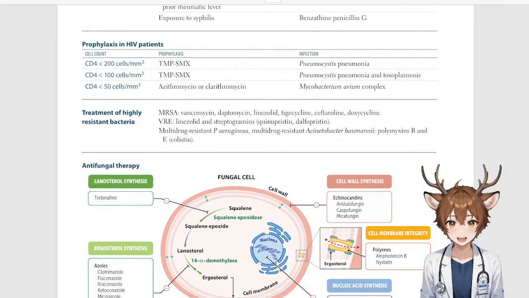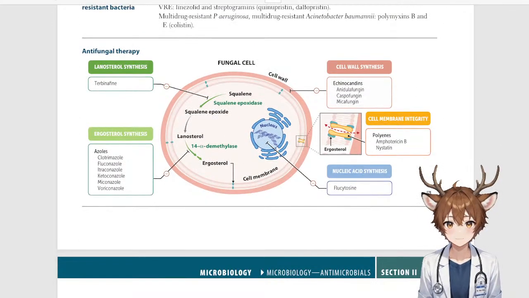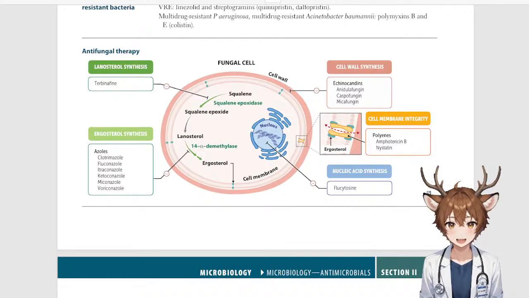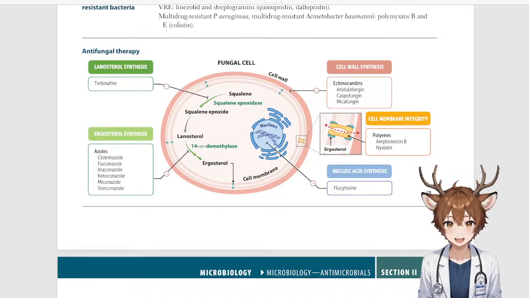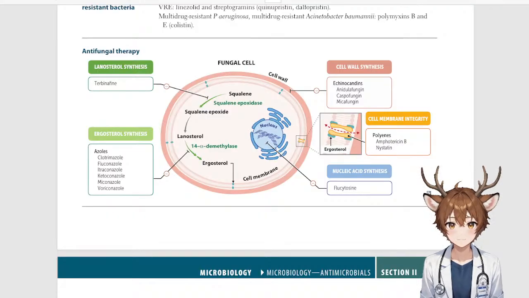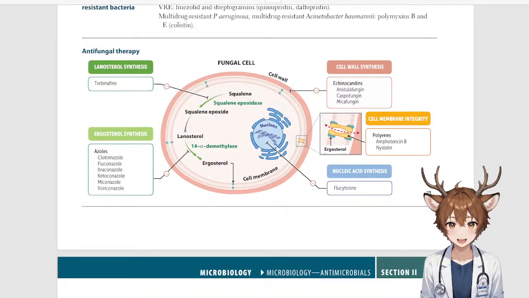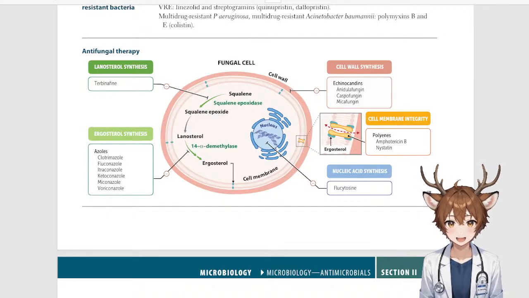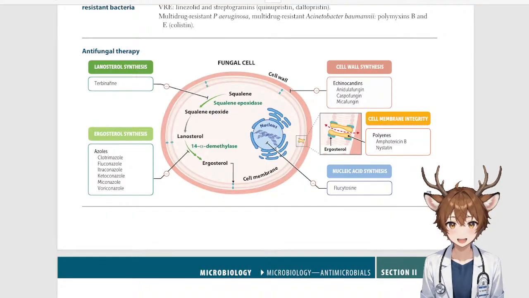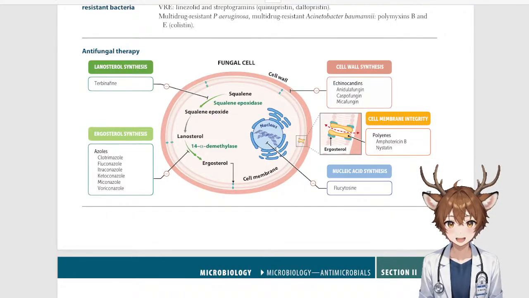We have antifungal therapy. There's a little diagram for that as well. Going over lanosterol synthesis with terbinafine, ergosterol synthesis with azoles, nucleic acid synthesis with flucytosine, membrane integrity with polyenes, and cell wall synthesis with echinocandins. So we'll be going over those now, but that's a good chart to sum up what's going on for each. If you want to take a picture of that, you can. Put it in your notes or whatever you do with them.